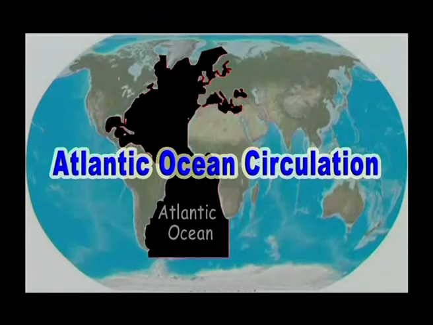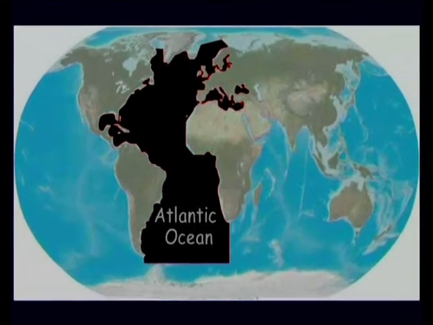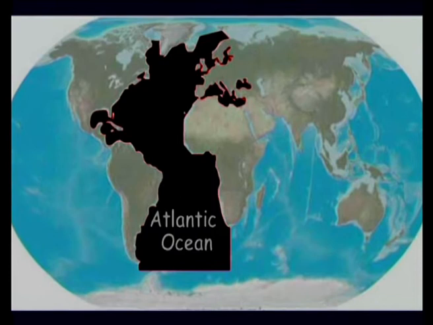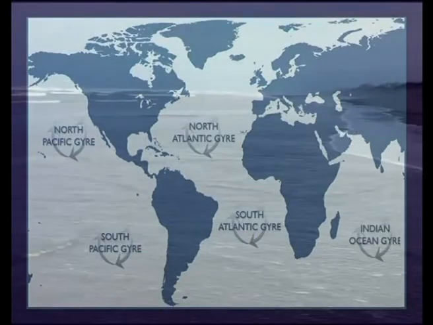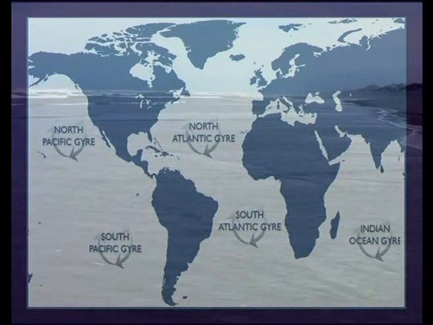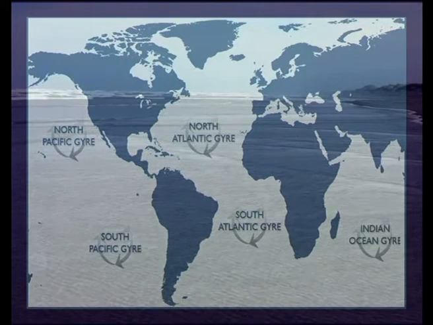Let us come to another important ocean, that is Atlantic Ocean circulations. In case of the Atlantic Ocean, the surface circulation consists of two large subtropical gyres, the North Atlantic, that is Columbus gyre, and the South Atlantic, that is Navigator gyre.